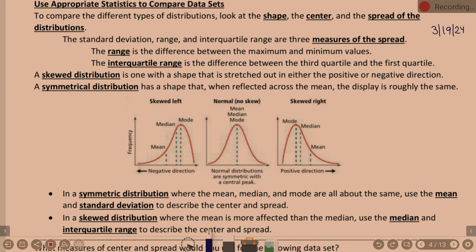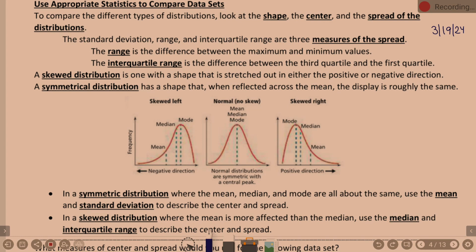To compare different types of distributions, you can look at the shape, the center, and the spread of the distributions. The standard deviation, range, and interquartile range are 3 measures of the spread. When we talk about measures of the center, we talk about our mean, median, mode. We talk about measures of the spread, so how compacted or spread out is it. Those are our standard deviation, range, and interquartile range. We talked about standard deviation yesterday. You have the iPad to figure that. Range, you guys have done range before.